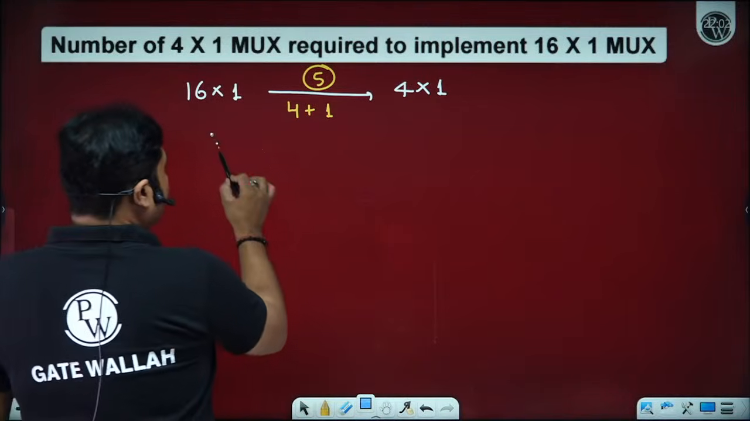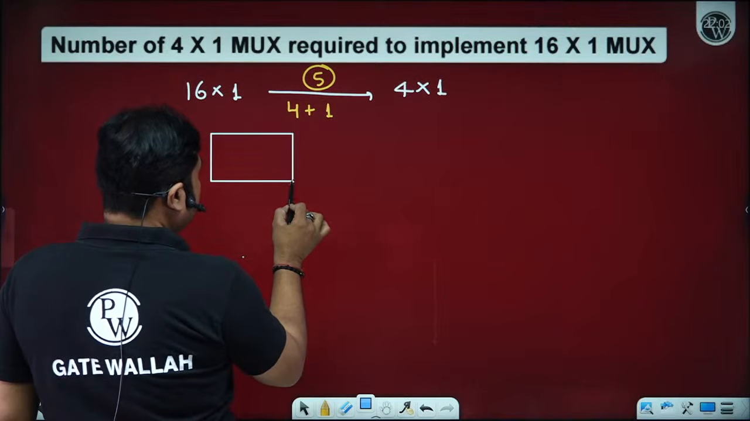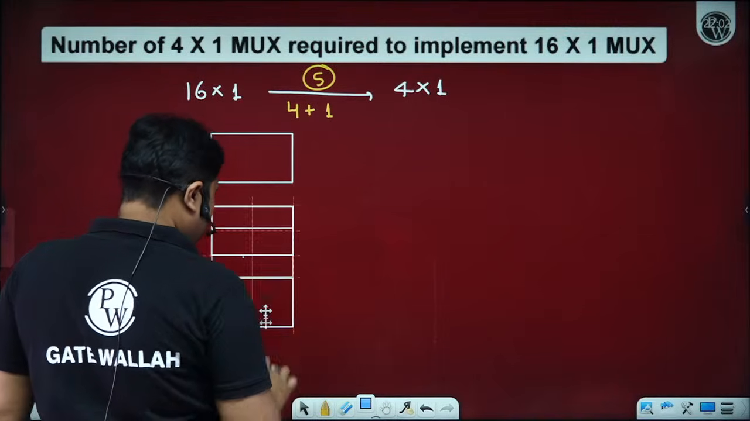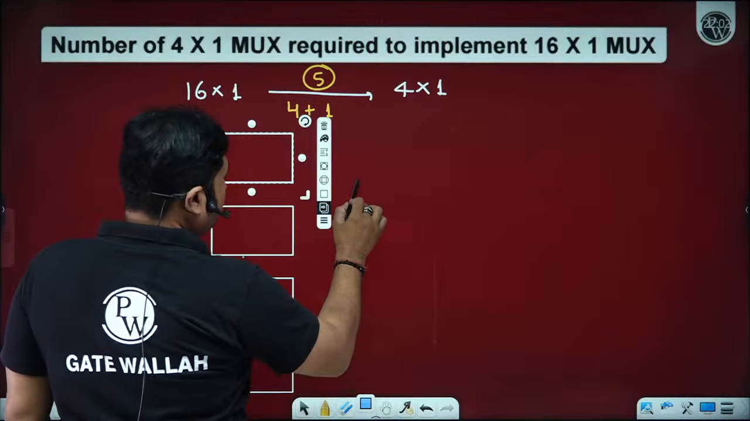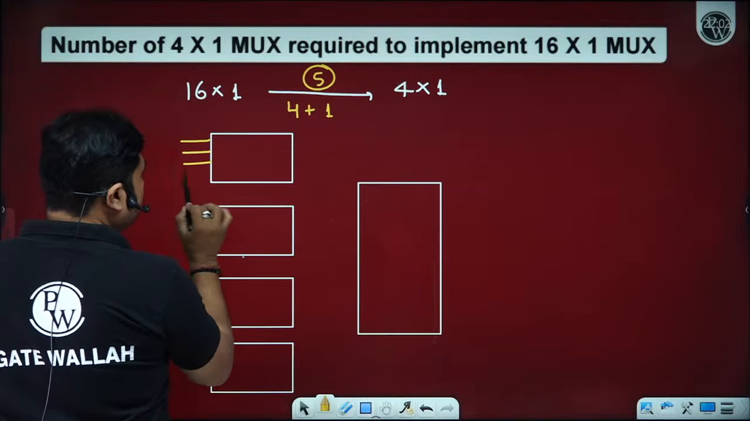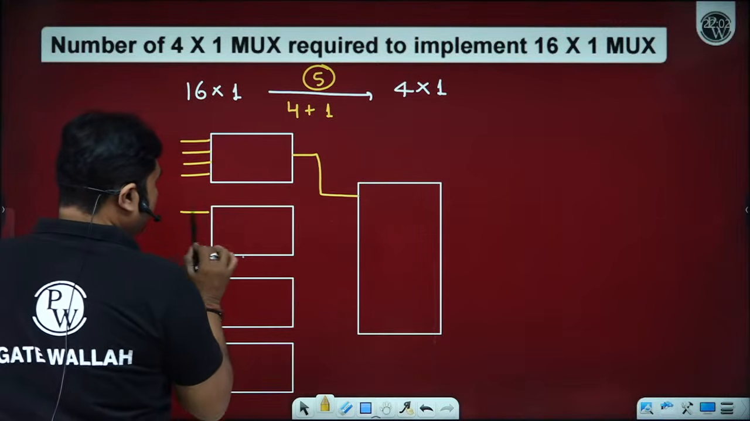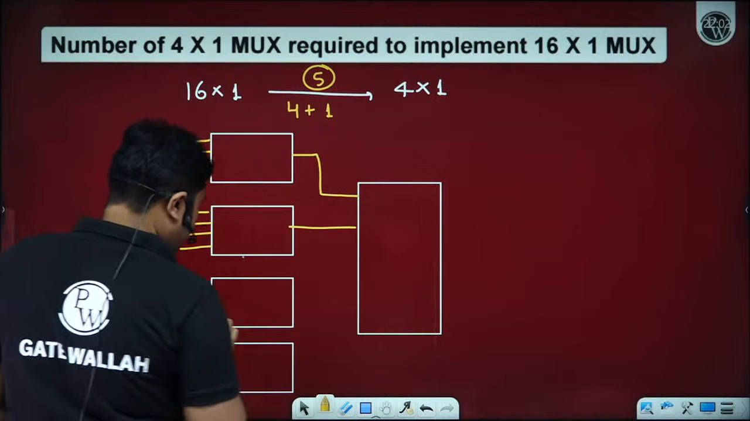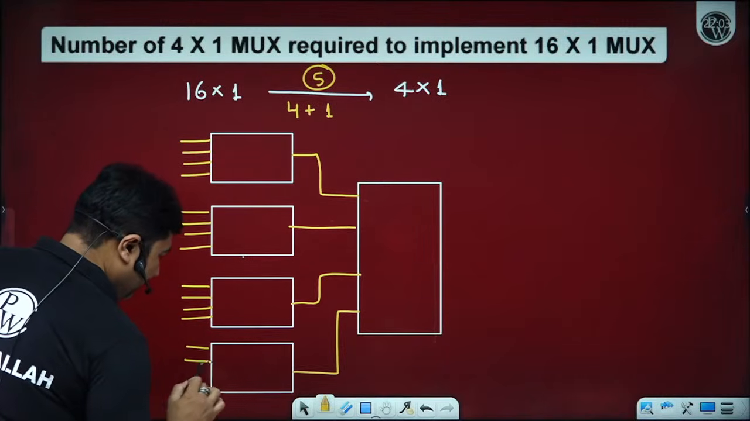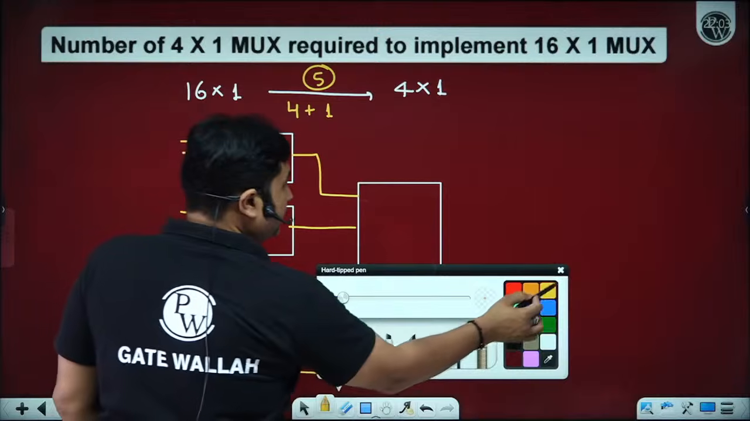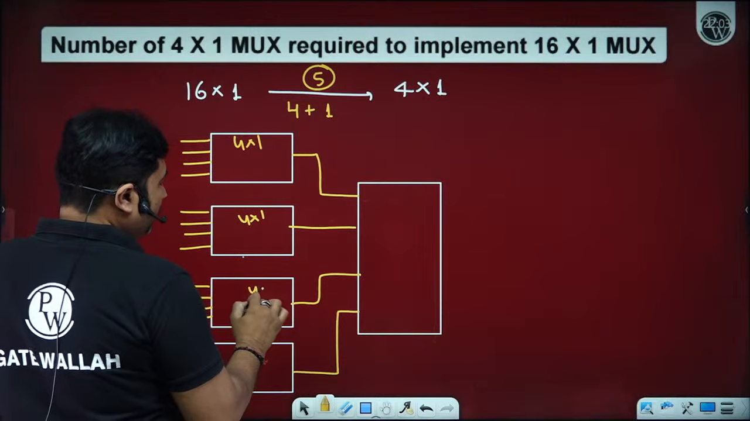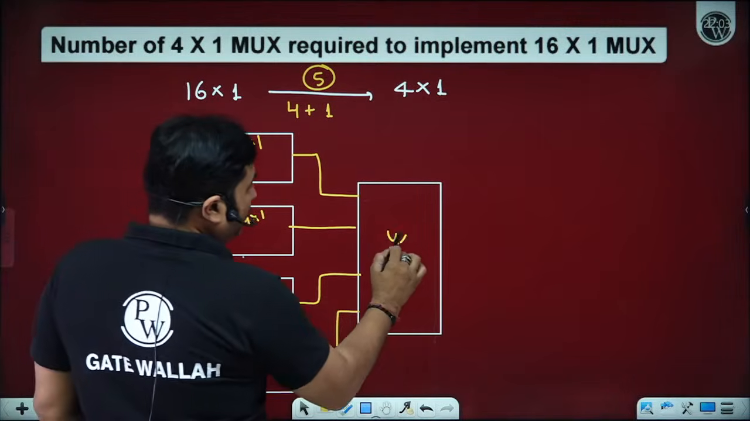So 4 means we need four 4 cross 1 multiplexers, then we need one more 4 cross 1. 4 cross 1 means 4 input lines, 1 output line. Is it okay, Betaji? Yes, sir. Now please observe here. We have five 4 cross 1 multiplexers.